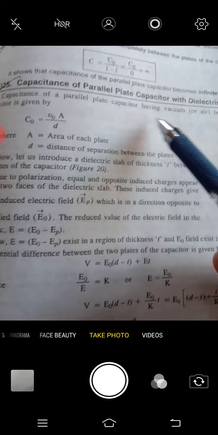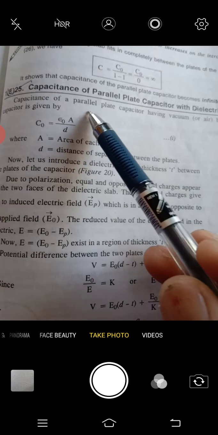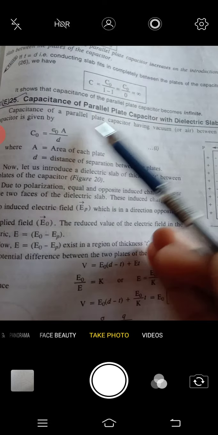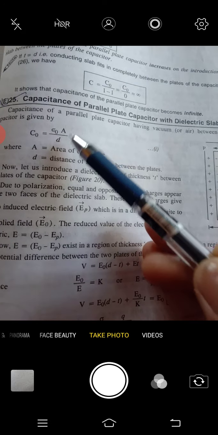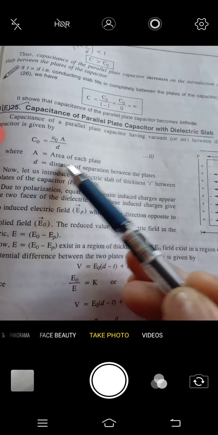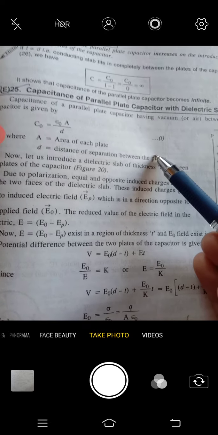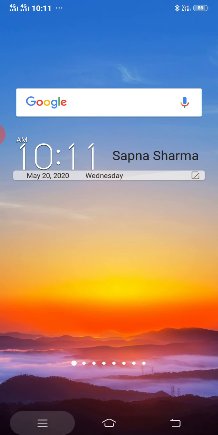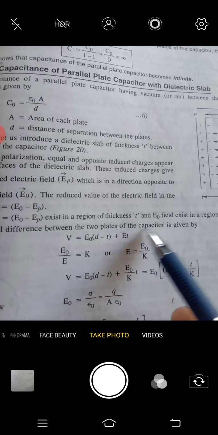So capacitance of parallel plate capacitor having vacuum or air between the plates. Just now I told, the last topic we did, that when there is a vacuum between the plates, then capacitance is epsilon naught A upon D, and A is the area of each plate, D is the distance of separation between two, and everything else whatever I told that you have to write here. Okay, now we'll write potential, that what is the potential difference between two plates.